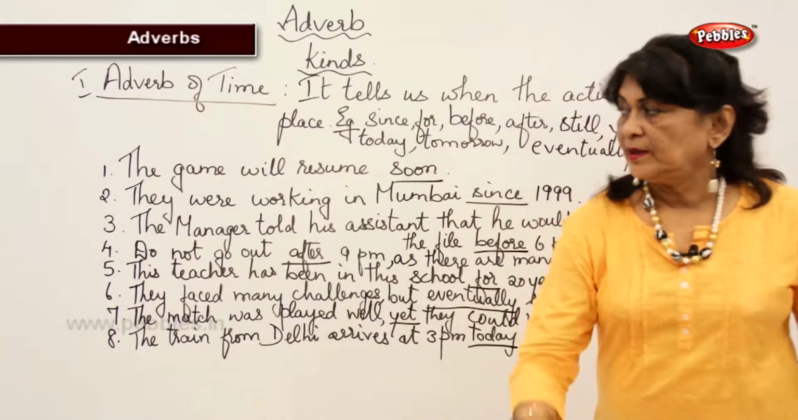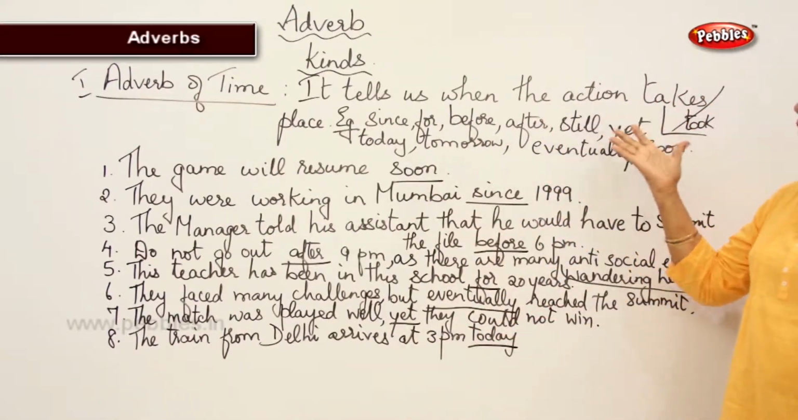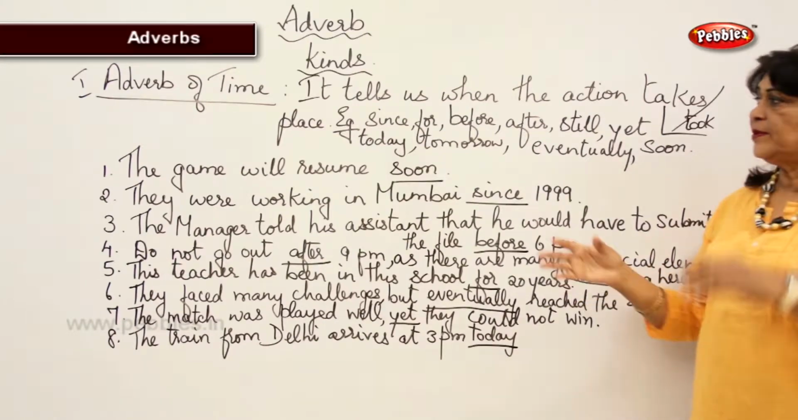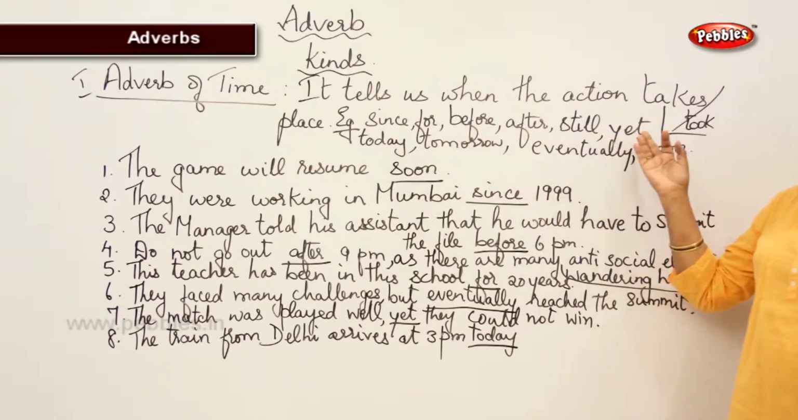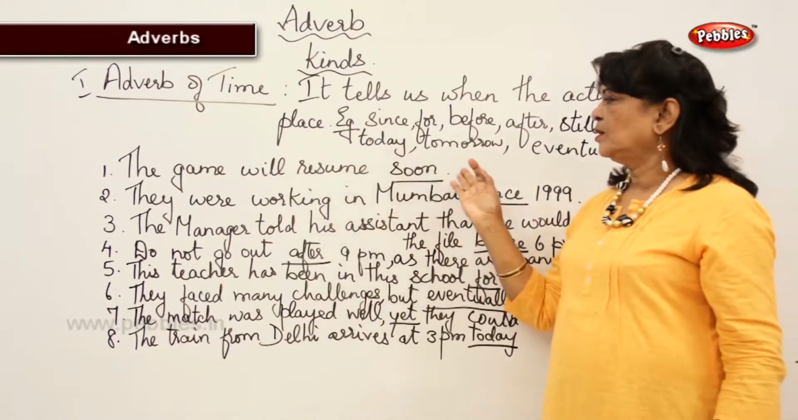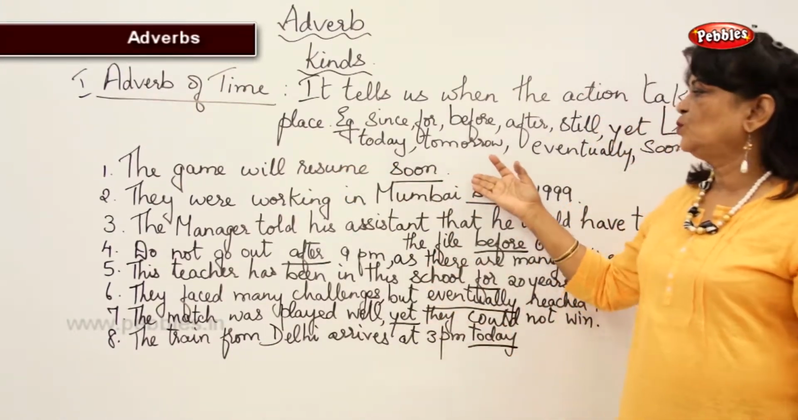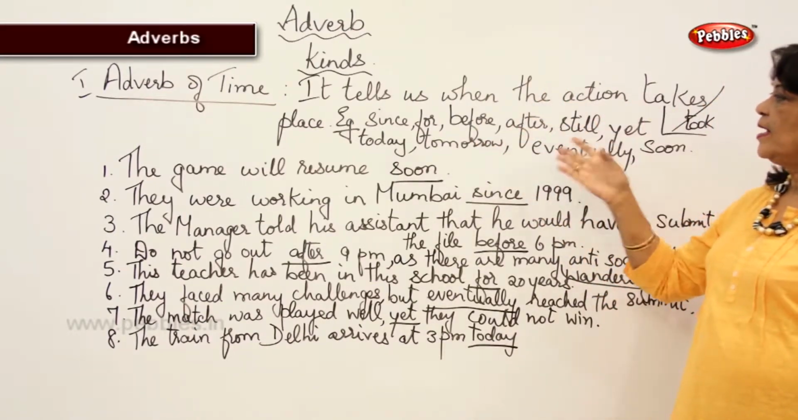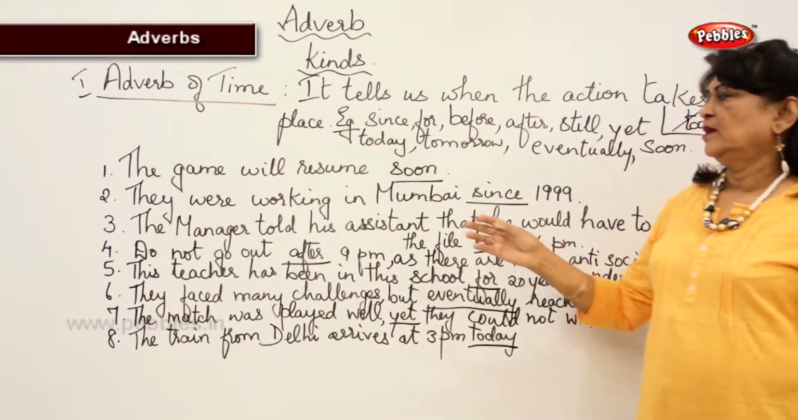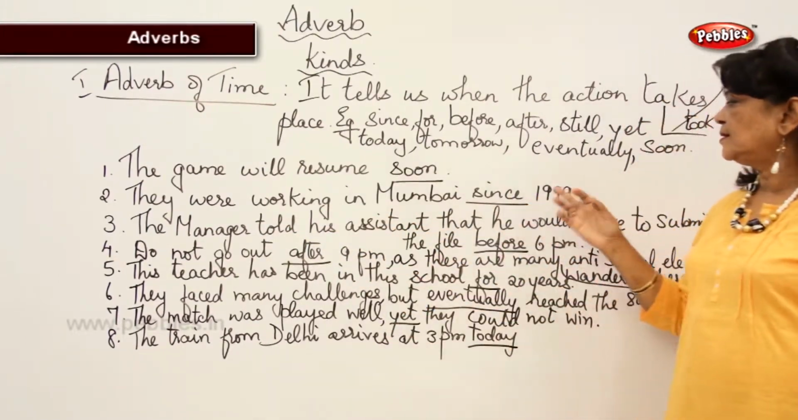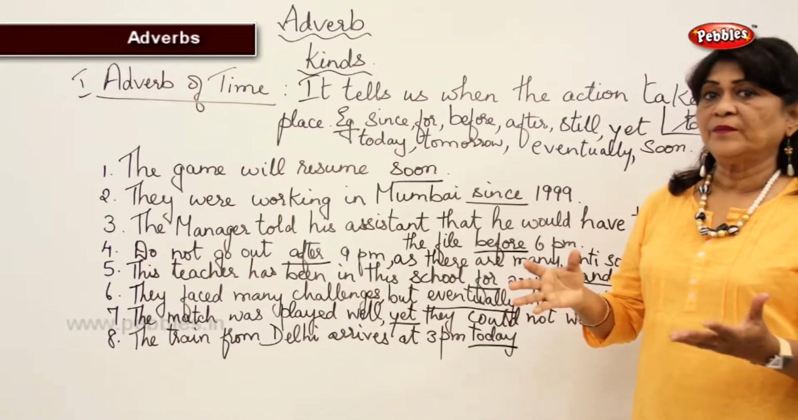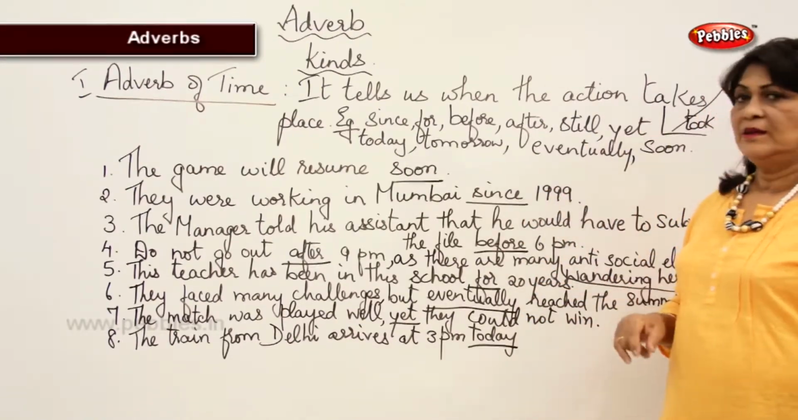Now, shall we check it out? All these are adverbs of time. It tells us when the action takes place or when the action took place. For example, since, for, before, after, still, yet, today, tomorrow, eventually, soon. The game will resume soon. Resume means will start again soon. So, this talks about when the action will take place. They were working in Mumbai since 1999. Working is a verb and since is the adverb. It tells when the action took place, since 1999.